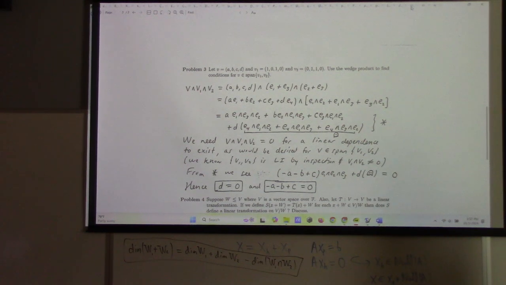If I do want the wedge product to work out to 0, which is what I would need in order for there to be a linear dependence between V and V1 and V2, which is what it means for V to be in the span, right? It means that V is linearly dependent on V1 and V2.